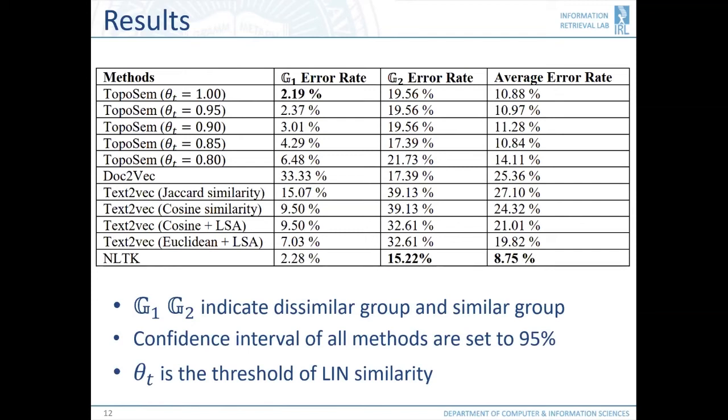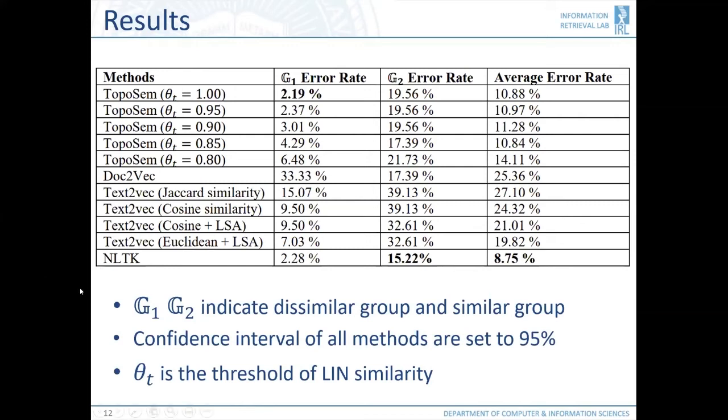Because the error rate in the similar group is also not the best. But you can see we beat all the rest of the methods, even Doc2Vec, which is based on Word2Vec and also neural network architectures, and also other widely used methods such as Text2Vec using the Jaccard similarity or cosine similarity, or even LSA. All those methods we beat, but not the NLTK methods.